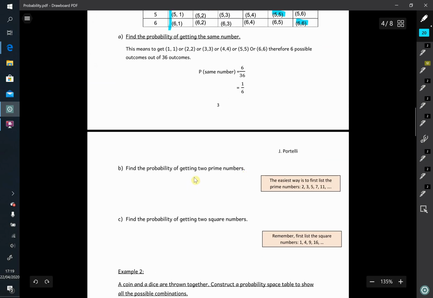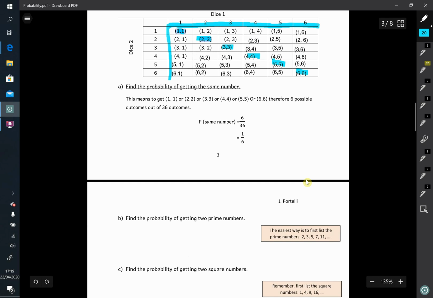Find the probability of getting 2 prime numbers. So what is a prime number? And over here you have a little note regarding examples of prime numbers. So 2, 3, 5, 7, and 11. So they are numbers that only go into themselves or 1. So for example, if you've got the number 4, why isn't 4 a prime number? Because 4 goes into 4, 1 goes into 4, but also 2 goes into 4. So it cannot be a prime number.